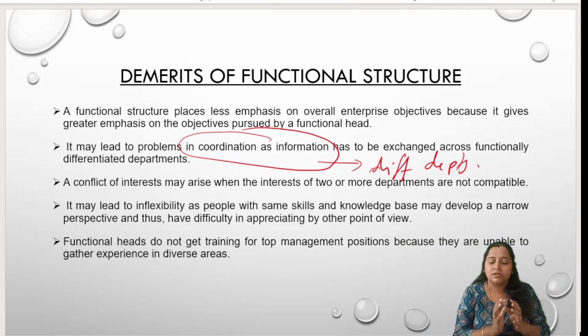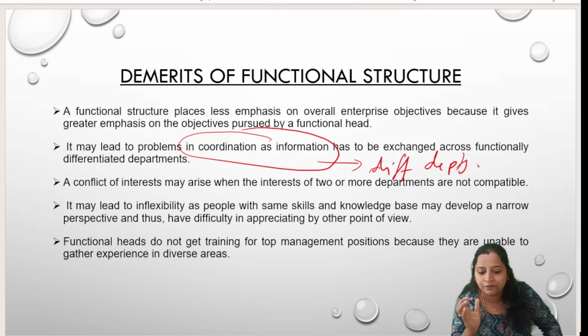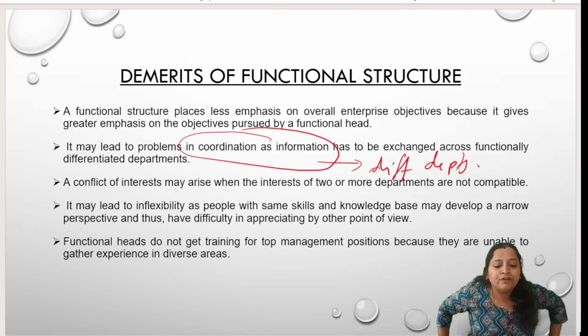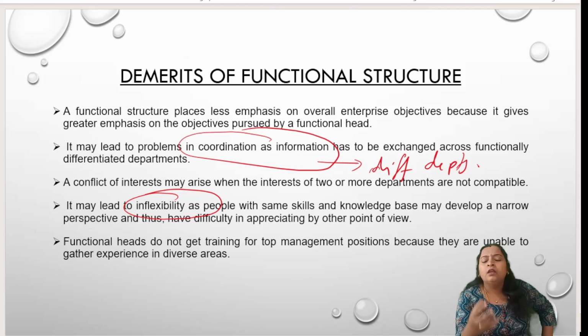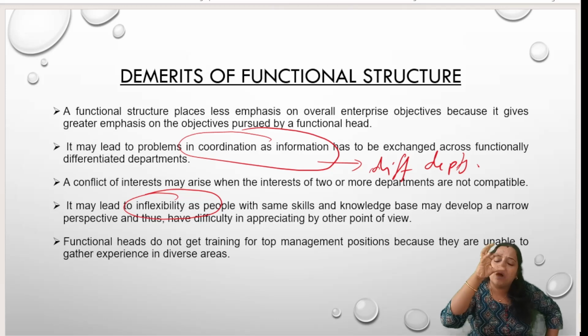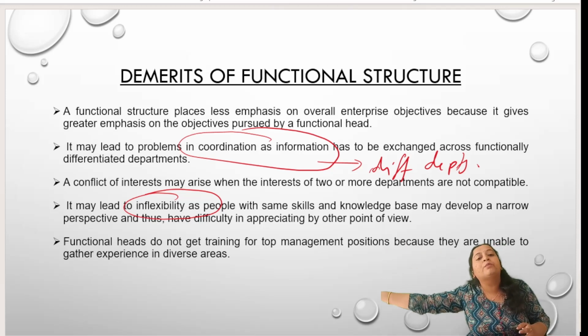So in functional structure what happens? Because each department will have a different interest, there arises a conflict of interest among the different departments. It may lead to inflexibility, as people with the same skills and knowledge base may develop a narrow perspective, as I already told you. Inflexibility is nothing but it has become rigid. There is no flexibility. You can't change it because the people who are leading that will develop a very narrow perspective. They will think only from their department's point of view. They will not understand the other department's point of view.